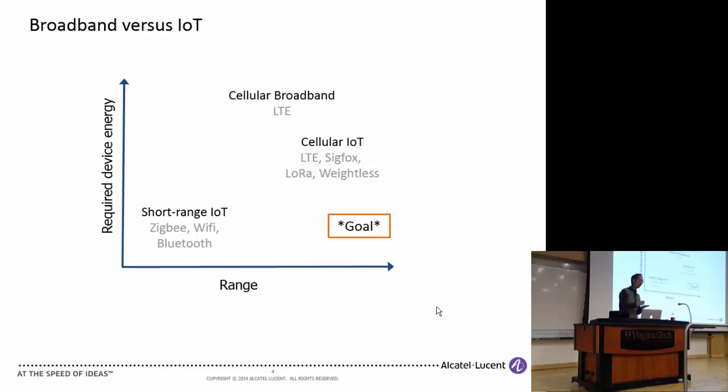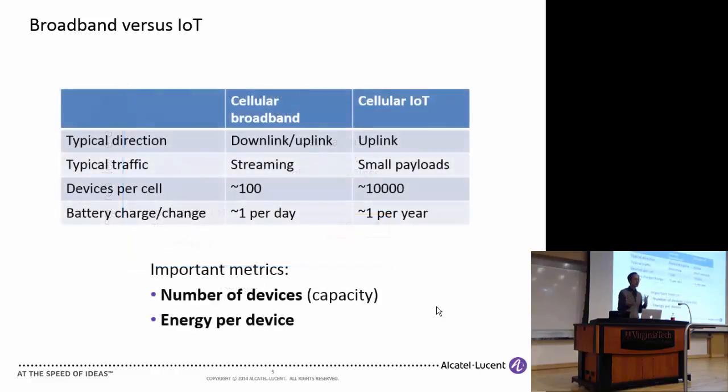We want to have a very long-range system and have it be very energy efficient from the device point of view, because in many of these applications, you might not be able to charge the battery on a nightly basis like you would in, say, a handset. So another way to look at this is in terms of these 4 dimensions.